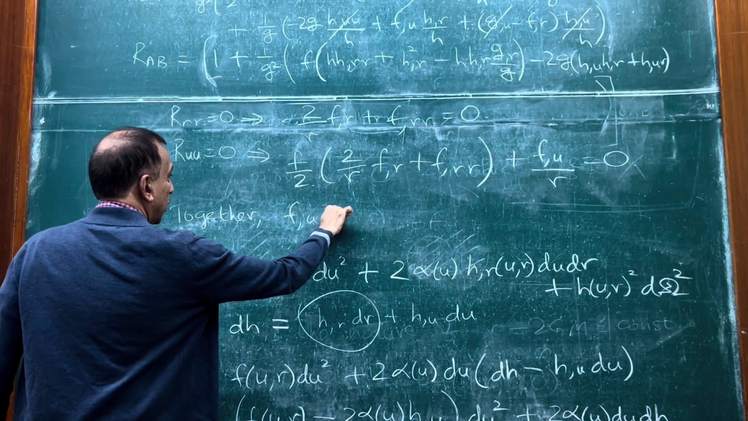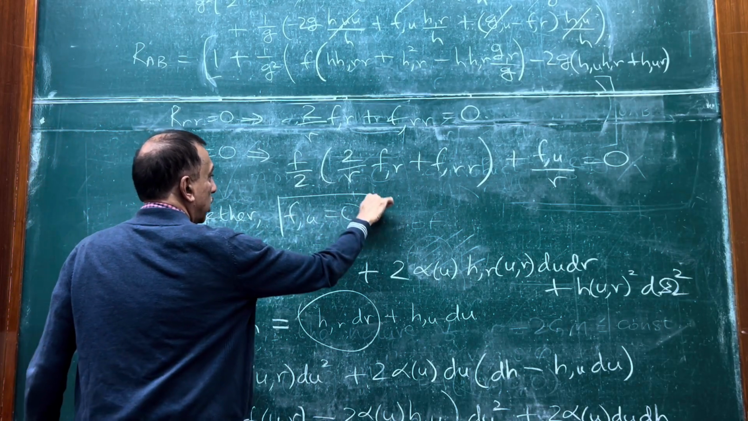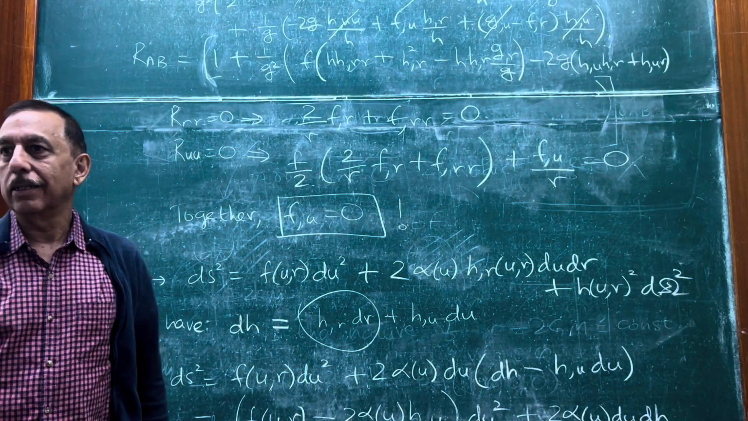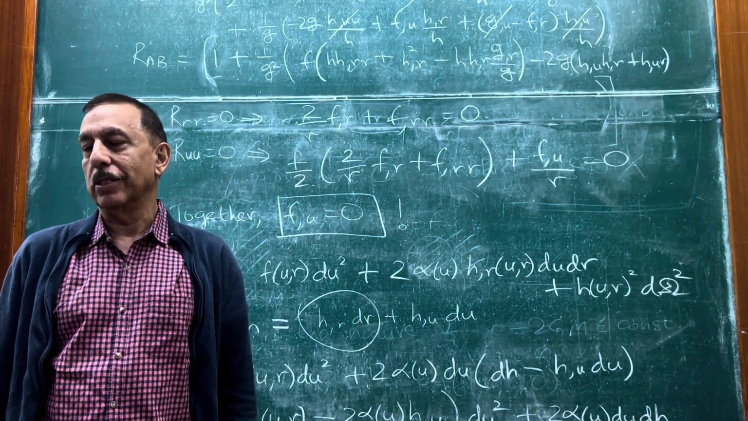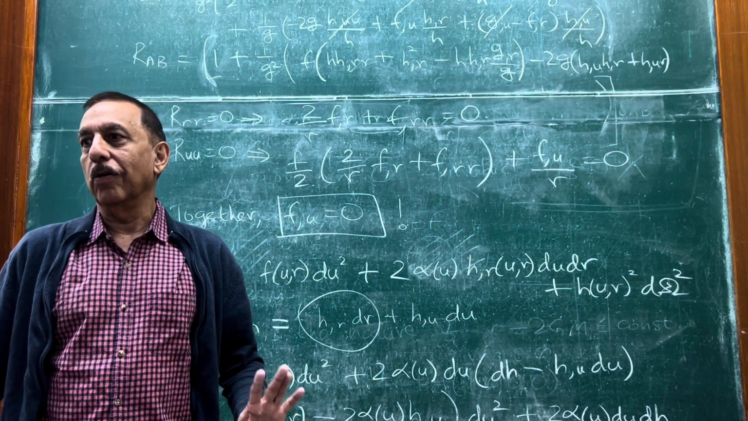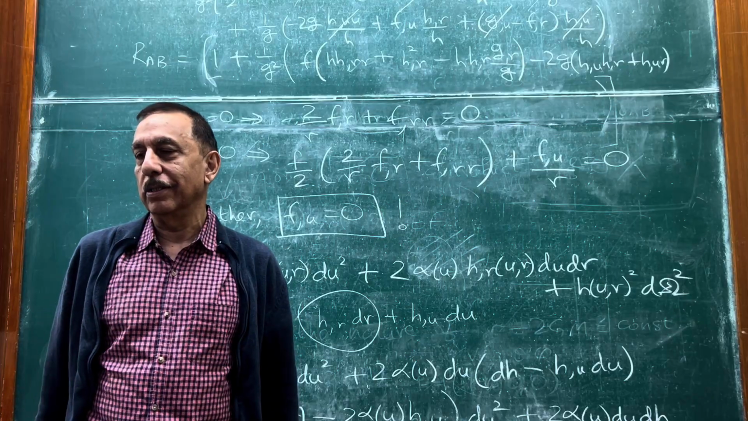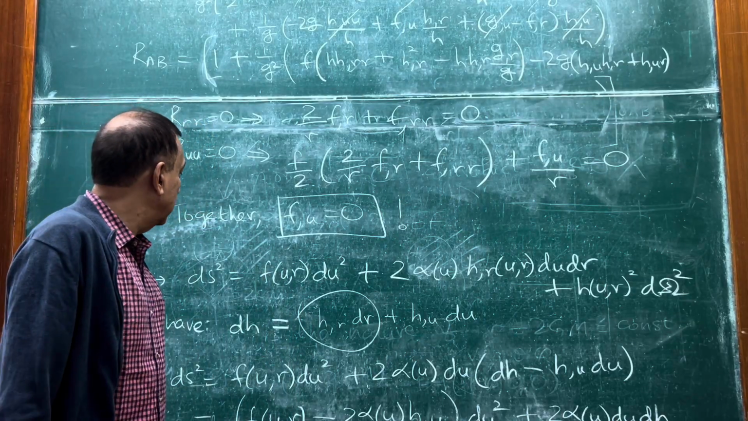And this is the key step because it's static, doesn't depend on u. u is the time coordinate, and now we have proved the most important part of the theorem, which is that the metric is static.